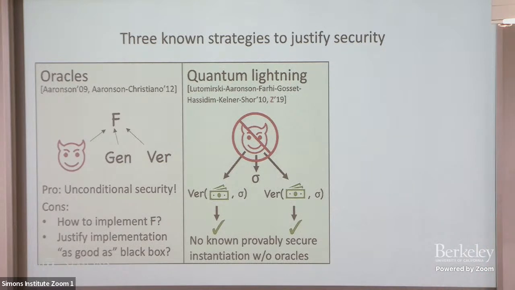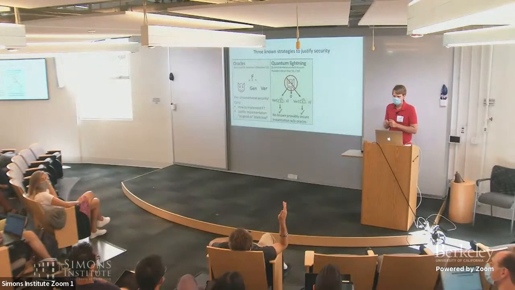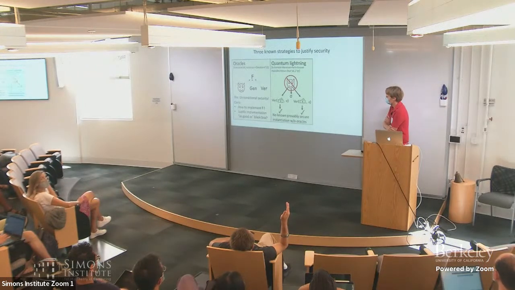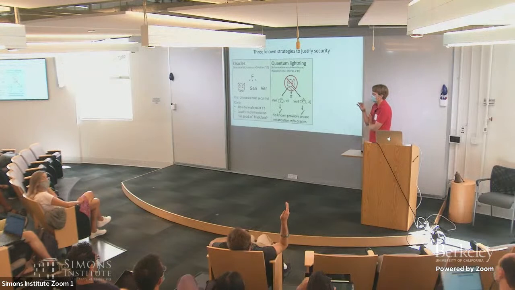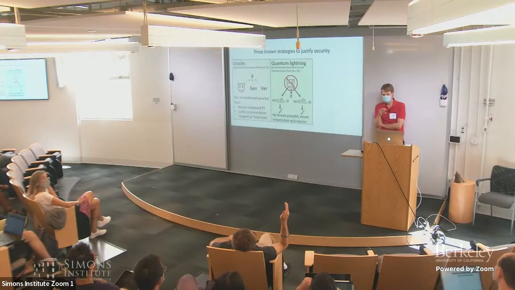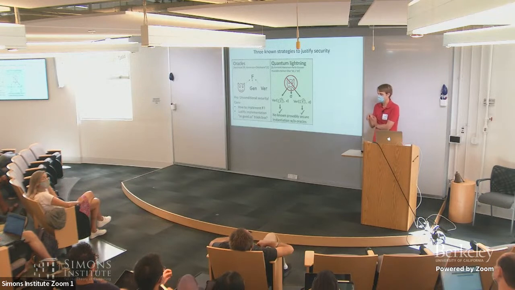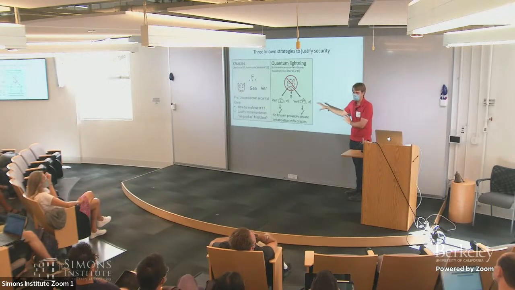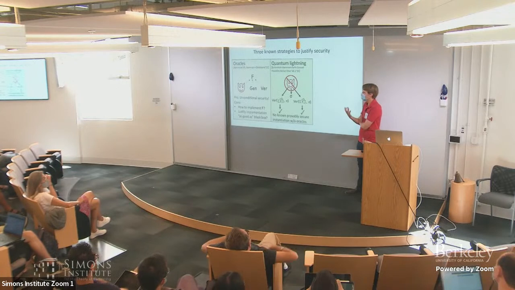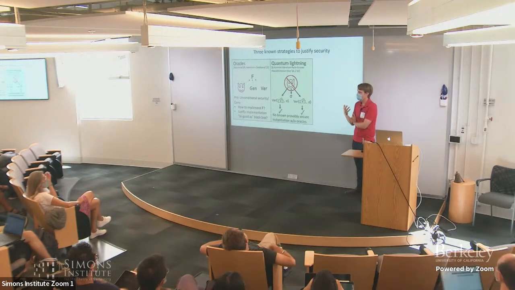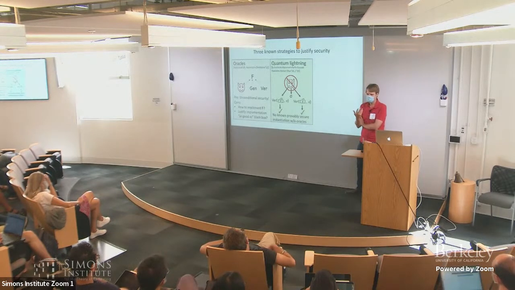So in what sense is quantum lightning a strategy to justify the security of quantum money? It's not so much a strategy. It's that, in order to get around this conceptual barrier to proving the security of quantum money, an approach you might take is to design a quantum money scheme where your reduction has this property that it's inherently probabilistic.